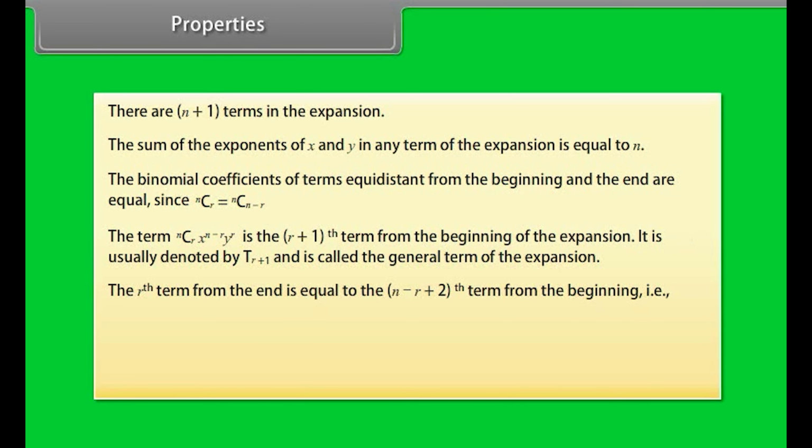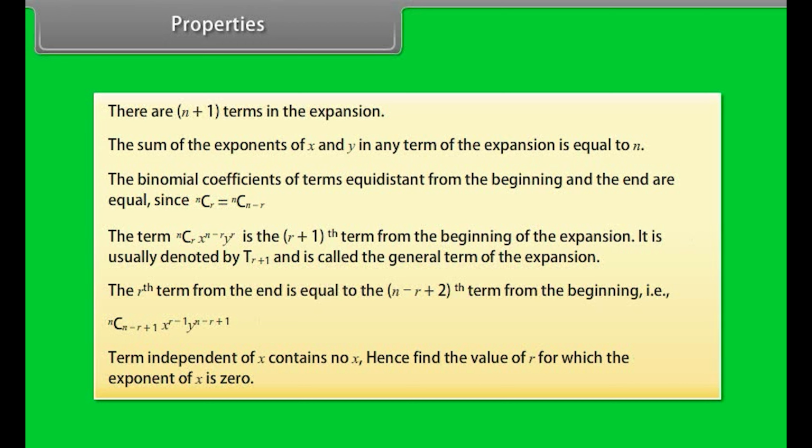The rth term from the end is equal to the (n - r + 2)th term from the beginning, that is, nC(n-r+1) x^(r-1) y^(n-r+1). The term independent of x contains no x, hence find the value of r for which the exponent of x is 0.